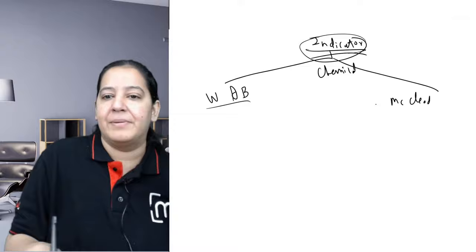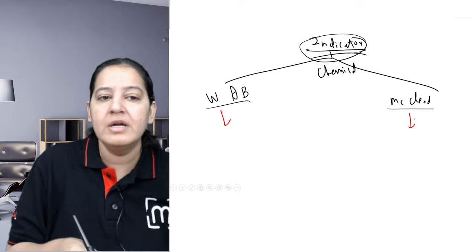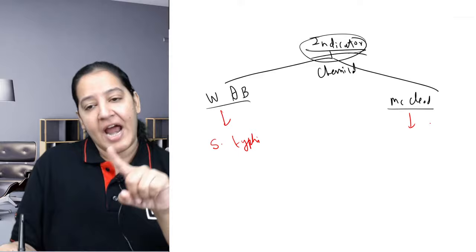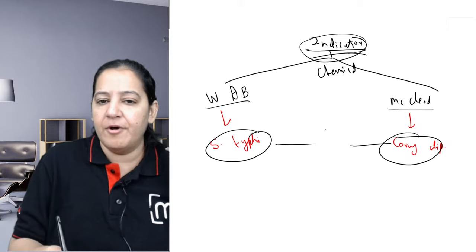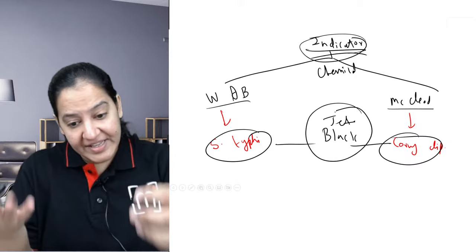The third thing, you should know the name of the bacteria for which they are selective. So Wilson and Blair, Salmonella typhi: when it grows, it will give a change in color. And Macleod, when Corynebacterium diphtheriae grows, it will give a change in color. But what is the change in color? In both of them, when this grows here, it will give black color. So again, the question is on color, it is the black color. But the reason for black color is different.